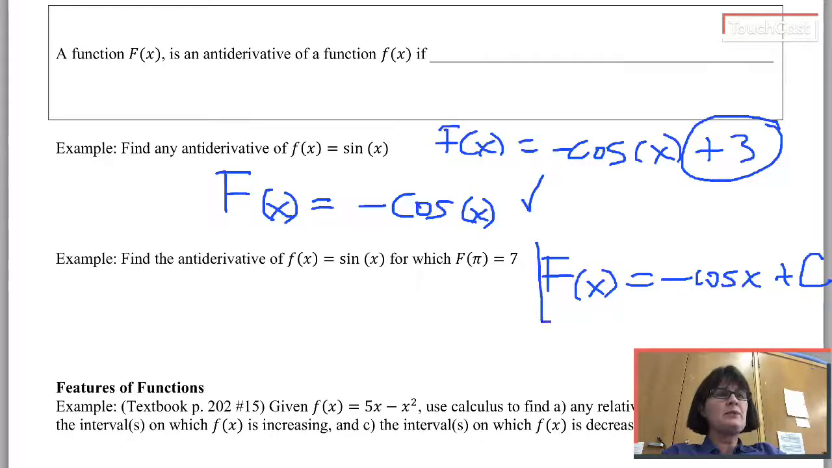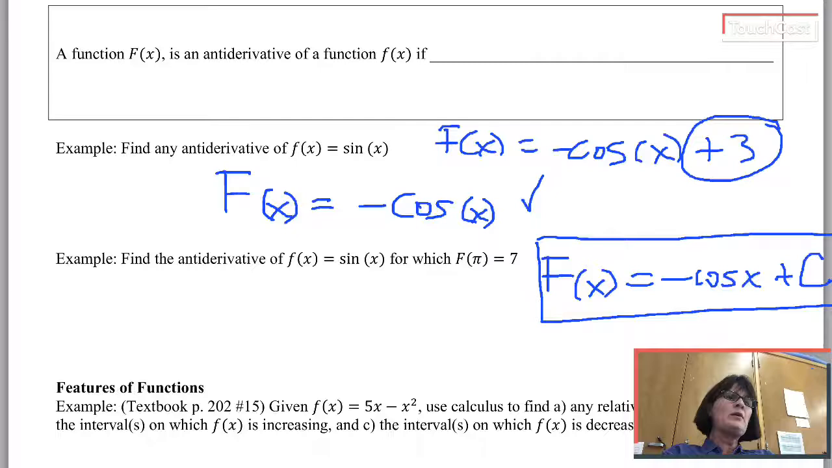So this is the piece that we need if we're going to answer the next question. What if I want to find not just any antiderivative of sine of x, but the antiderivative of sine of x which also has F of pi equal to 7? So that's what I'm going to start with.